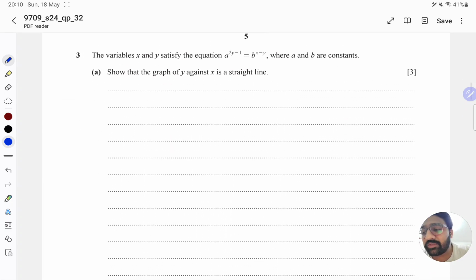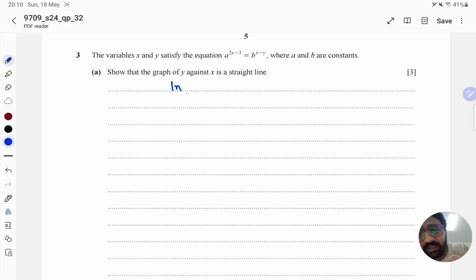Now question number 3. Question number 3 says that the variables x and y satisfy the equation given, where a and b are constants. Show that the graph of y against x is a straight line. So basically we need to convert this equation into a linear equation so that we can show that it is a straight line. In the first step we will take log on both sides.